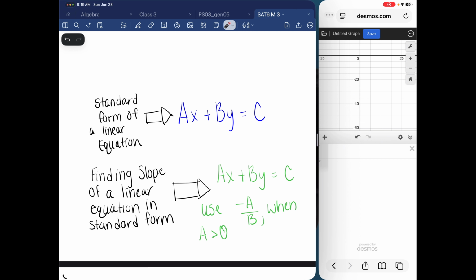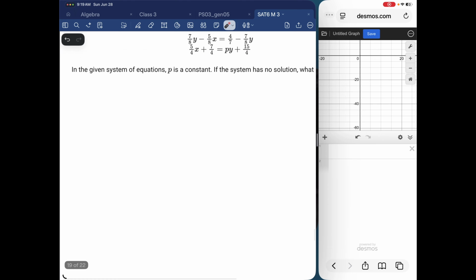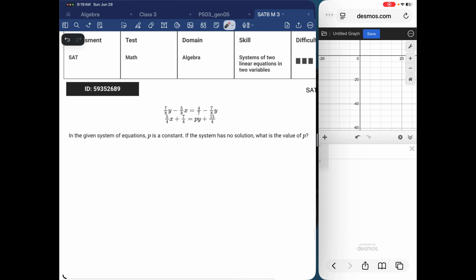The second thing that's good to know is the standard form of a linear equation, which is in the form of ax plus by equals c. And to find the slope of a linear equation in standard form, you just do negative a over b when a is greater than 0, just meaning when a is positive. So in this question, it says the system has no solution. So it means that the slope of the two lines are the same and they are parallel on the graph. So all I need to do is find the slopes and set them equal to each other to solve for the missing variable p.